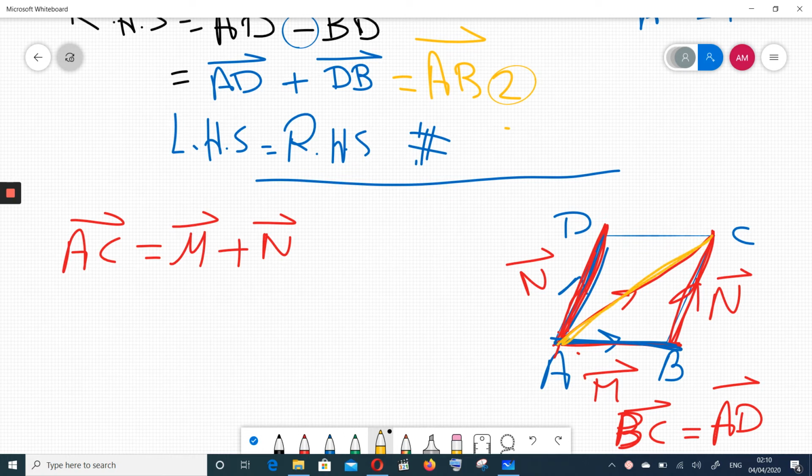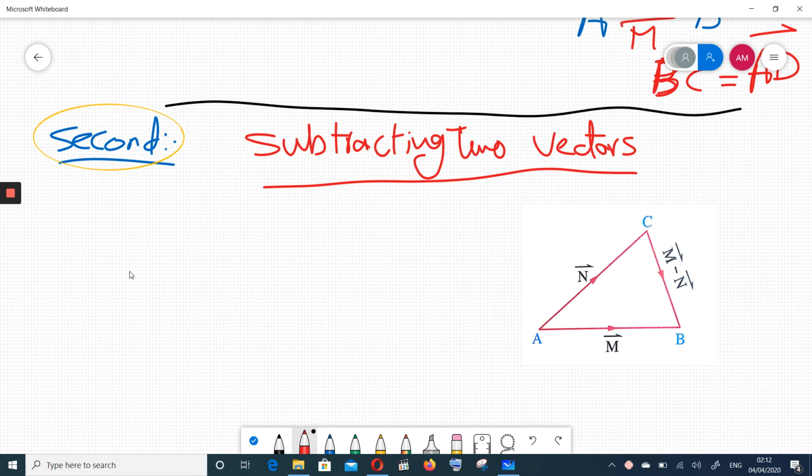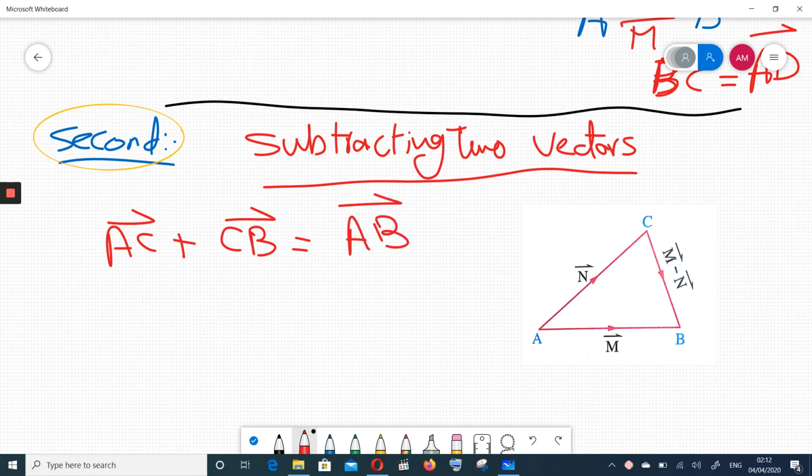Yes, exactly, AC is a vector of AC. Okay, we are going to talk about subtracting two vectors. In the opposite figure, we are going to say the vector of AC plus the vector of CB. The answer is going to be what? Yes, exactly, the answer is going to be AB. Looking here, AC we are going to call it vector N, plus CB, and now we put it as equal to AB. We are going to call it vector M.